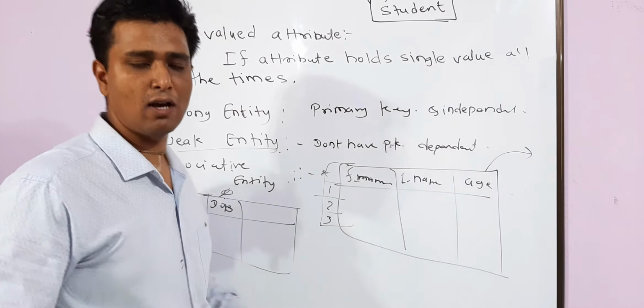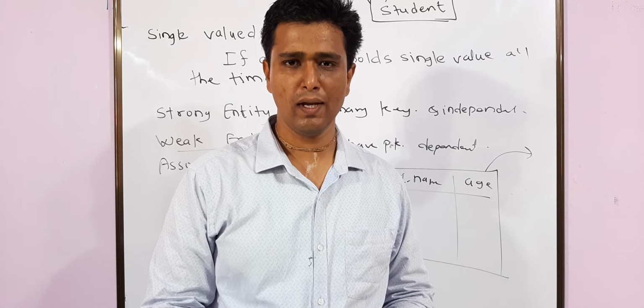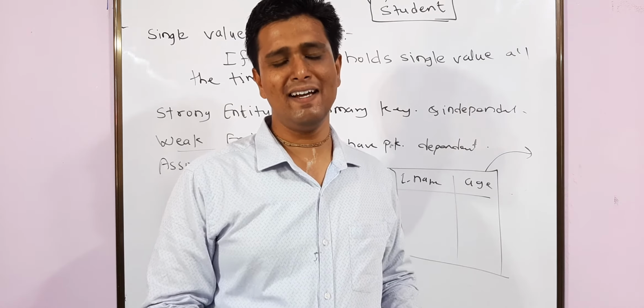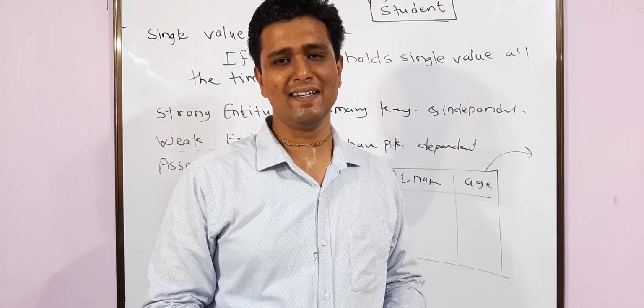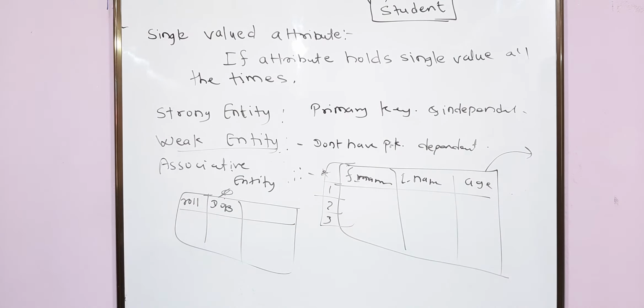Now we will move towards the associative entity. Actually, it looks like a relationship, but in reality it is an entity. So we will discuss more about this associative entity in the next videos. Now I will show you the notations.